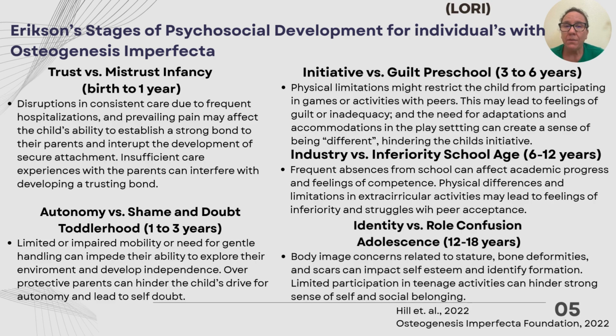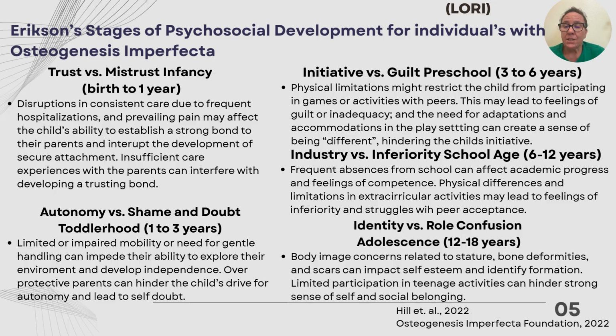Children who have OI can experience disruptions and inconsistent care due to frequent hospitalizations and prevailing pain that might affect the child's ability to establish a strong bond with their parents and interrupt the development of secure attachment. Insufficient care experiences with their parents can interfere with the development of a trusting bond.